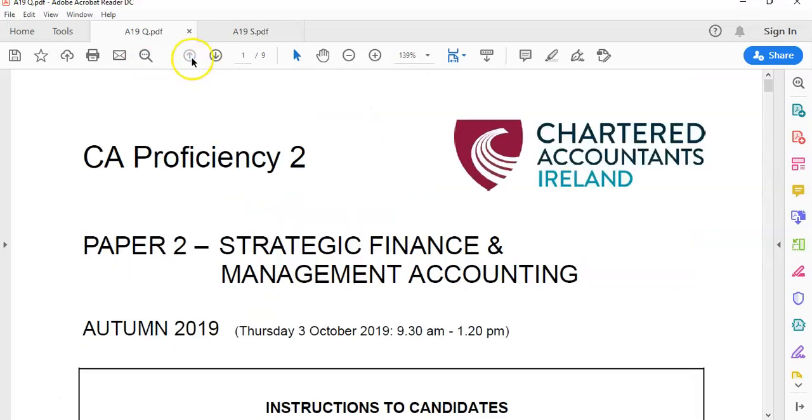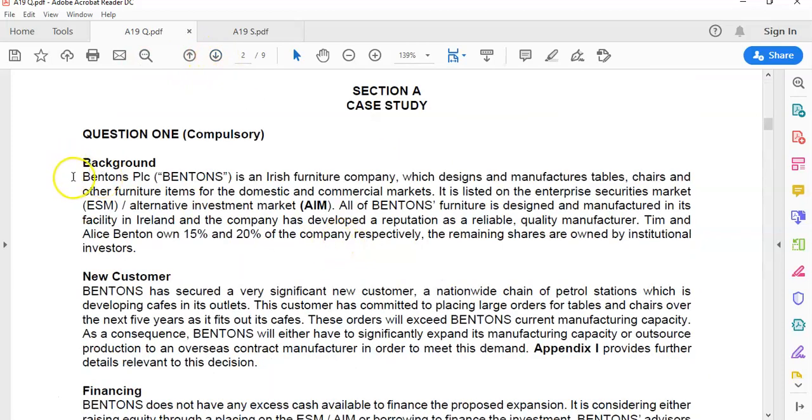So I'm assuming you've read the question. We'll just briefly look through it. Benton's PLC is a furniture manufacturer. It's listed on the AIM or the ESM market in Ireland, or the AIM if you're in Northern Ireland. And essentially they're involved in the design and manufacture of furniture, and they have a good reputation.